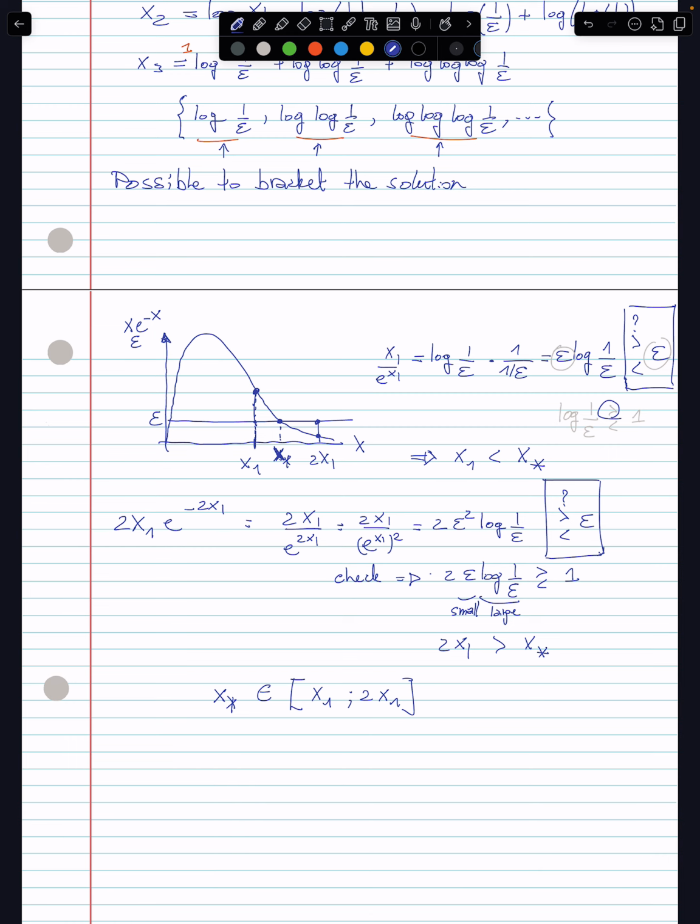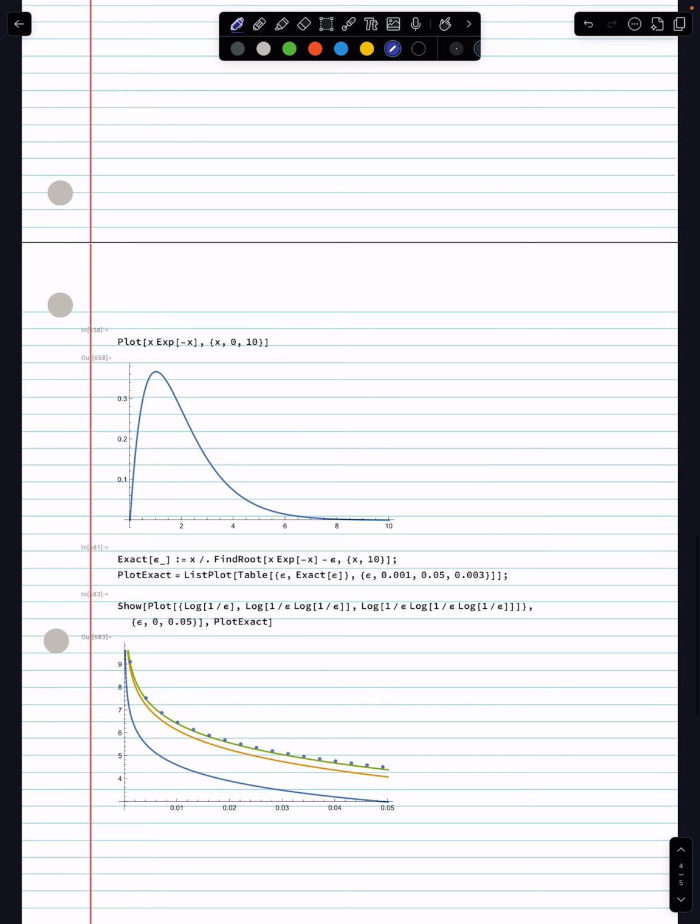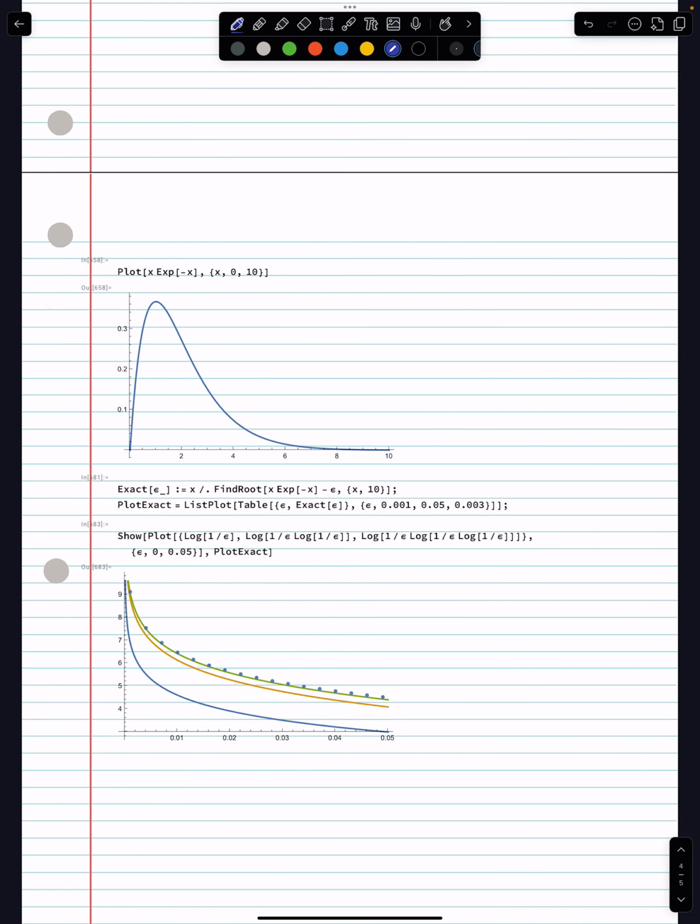All right, so to finalize, let's just have a look at the exact solution to the problem here. And so what we have represented here is, I'm just going with you through the different notations that I use in Mathematica. So this is the exact solution. I just compute x as the root of x exponential minus x minus epsilon, so this is equal to 0. And I just define this as a new function, all right?